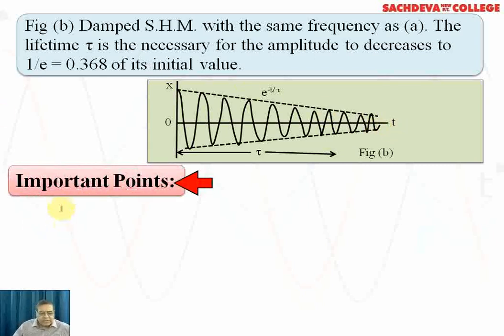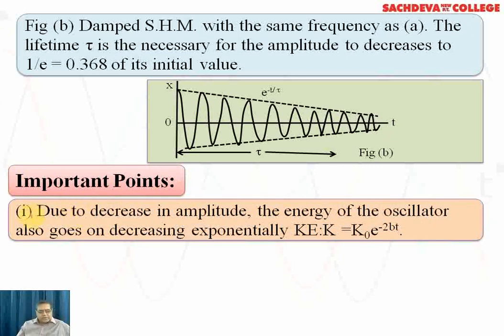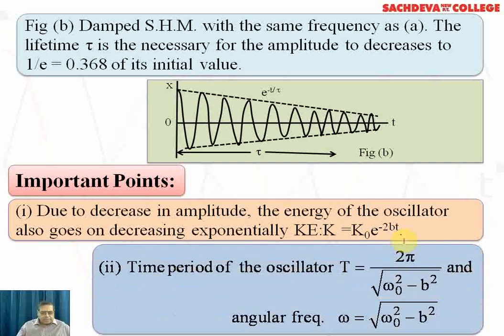Now we come to the important points regarding the oscillations. The very first thing is, due to the decrease in amplitude, the energy of the oscillator also goes on decreasing. That is, a decrease in amplitude indirectly means a decrease in loudness. Exponentially this can be written as E naught e to the power minus 2bt, where b is a constant and t is the time instant.